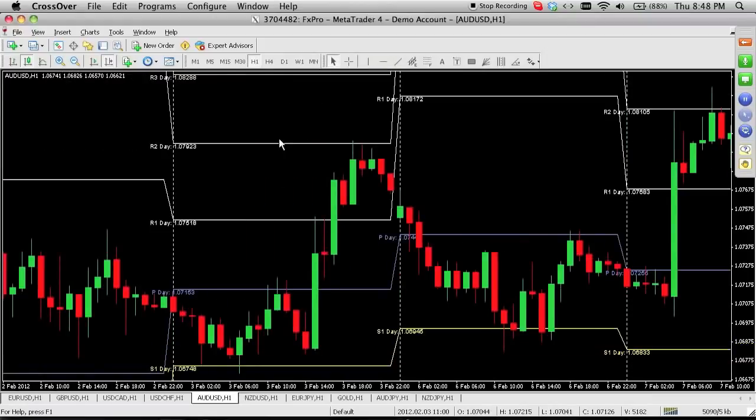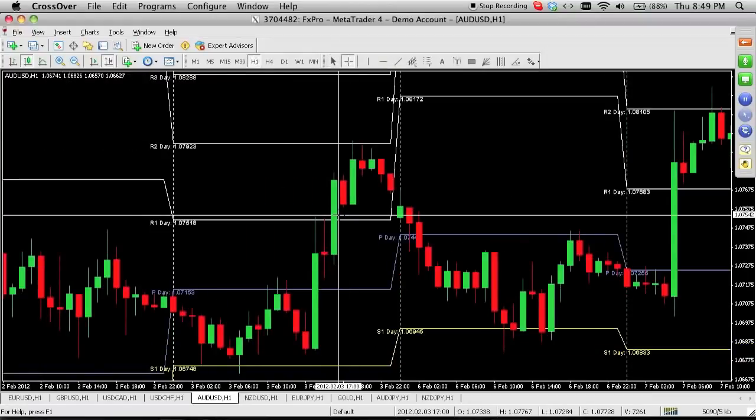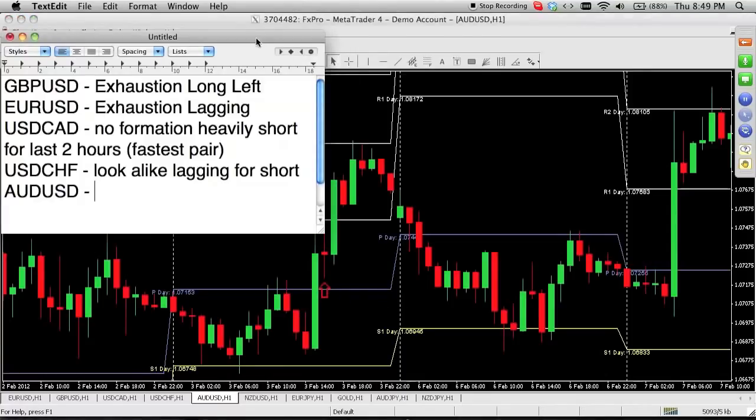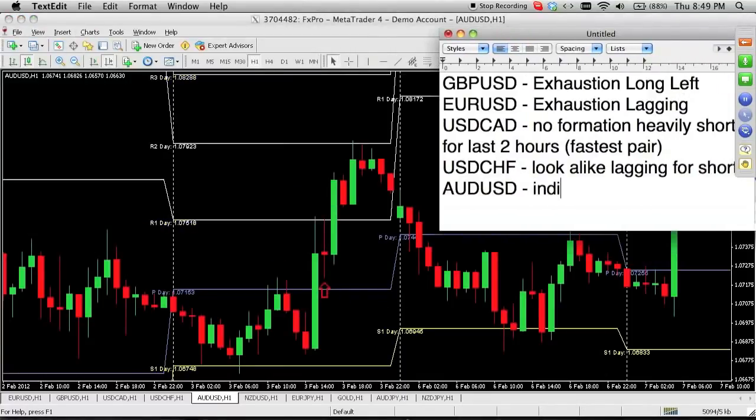1600. Okay. Indecision. There's a tail on top and a tail on bottom that look practically alike, and it's bouncing off of a pivot. It's in between 2 pivot lines. Indecision. Okay. So, what can you tell so far?